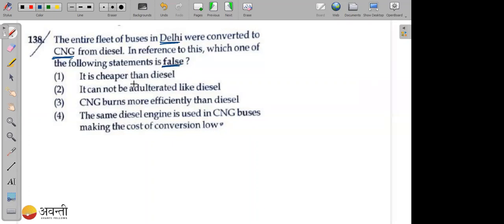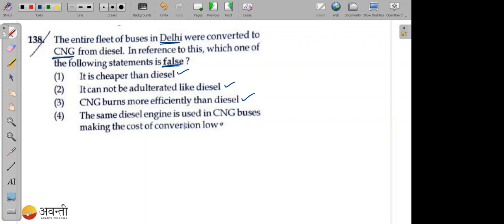So, it is cheaper than diesel. This is a correct statement actually, it is cheaper than diesel. This is from the NCERT, and we already know this. Next, it cannot be adulterated like diesel. This statement is also correct, it will not be adulterated, that means no other substances are added to the CNG other than CNG. Next, CNG burns more efficiently than diesel. This is also correct, CNG burns well.